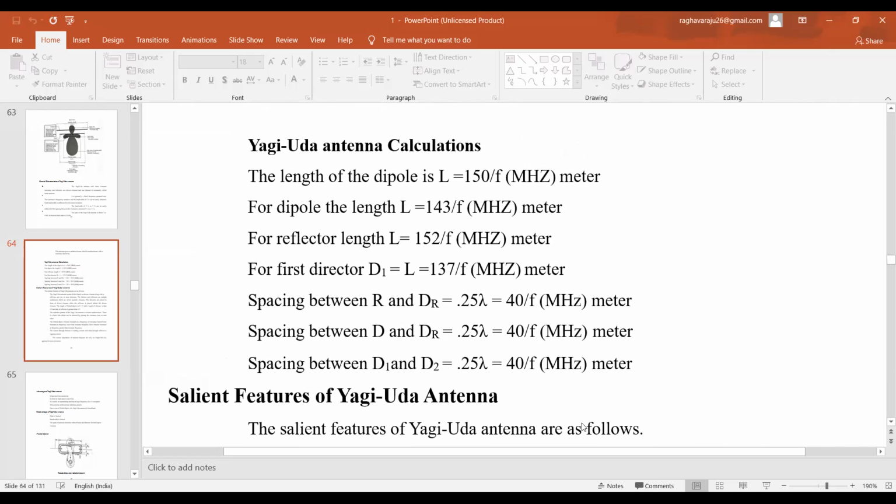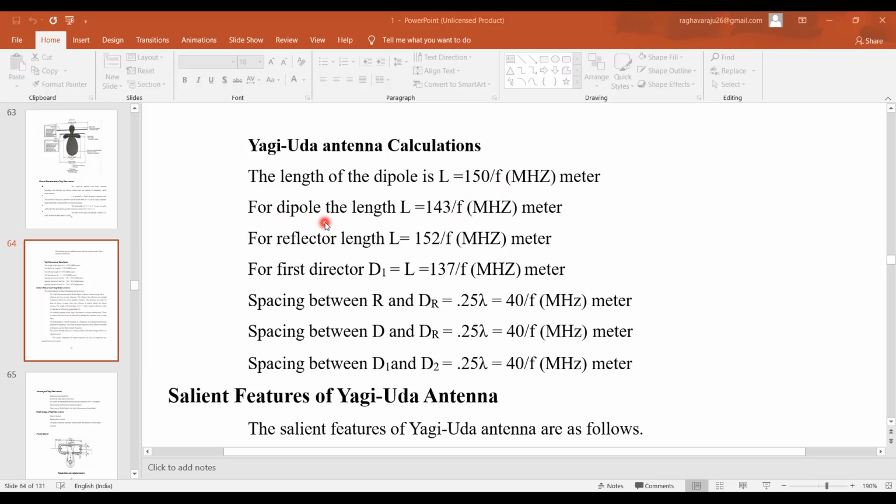This is the very important calculations. These are Yagi antenna calculations. The length of the dipole L equals 150 by frequency, 150 by f.